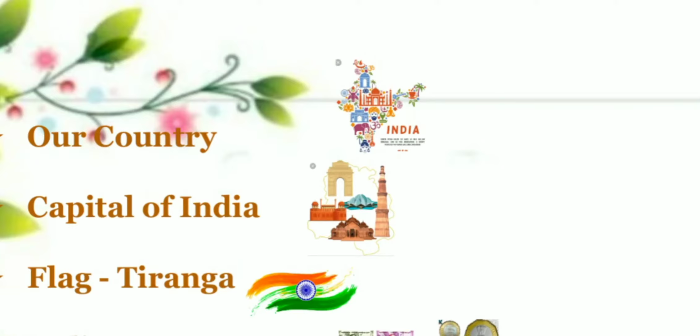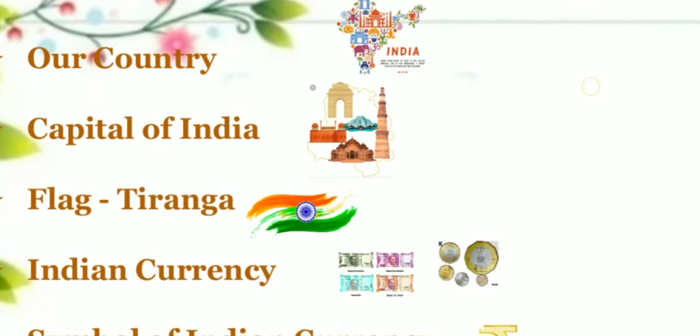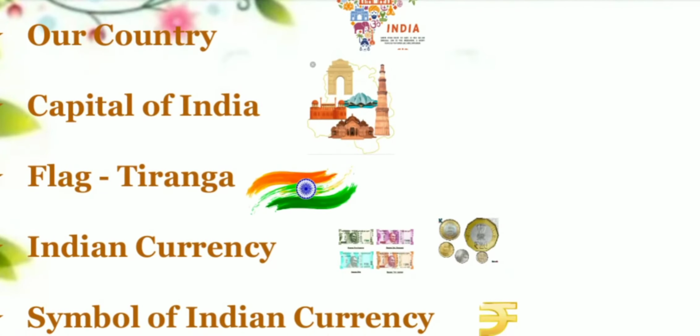Delhi. And you can see in the second picture Qutub Minar, India Gate, Lotus Temple, Red Fort, right, Akshardham Temple. Do you know about your flag? What is the name of your Indian flag? Yes, it is Tiranga, or we also call it tricolor.